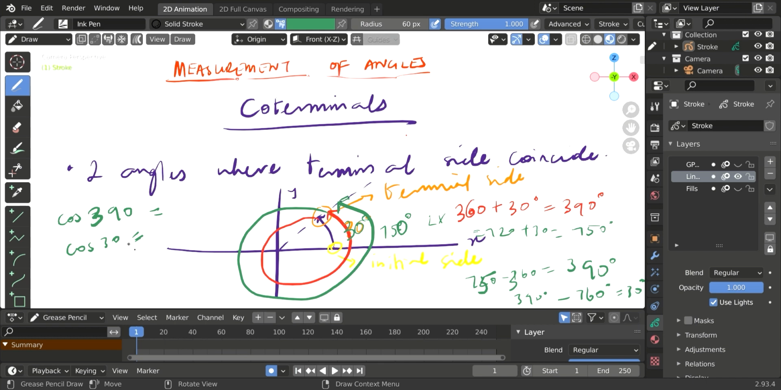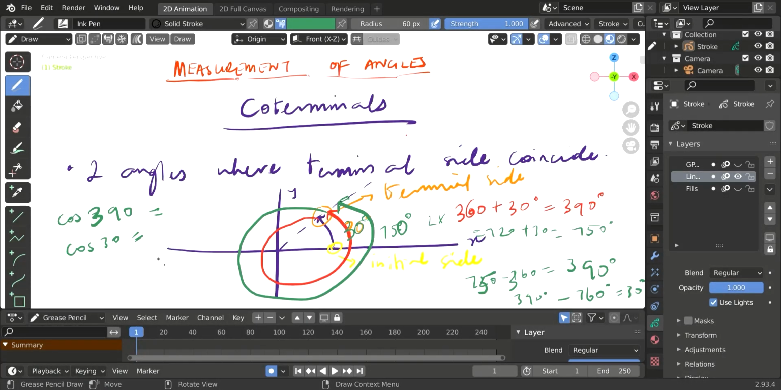Is the same thing as when you subtract 360 from them. You get the same. Cos 390 is the same thing as cos 30. Cos 760 is the same thing as cos 390, which is the same thing as cos 30. It's just an additional 360 to it.